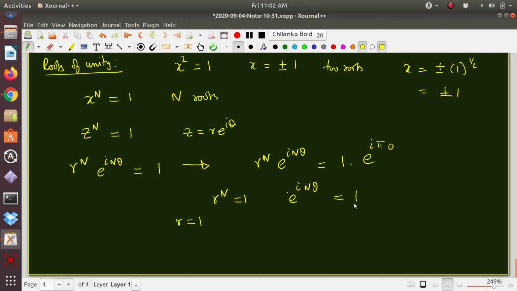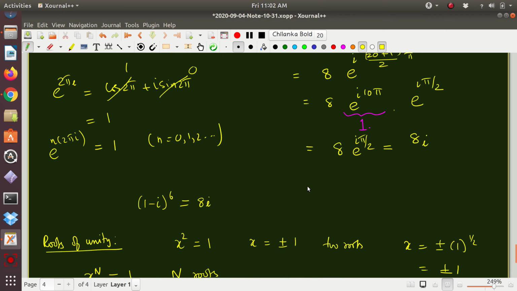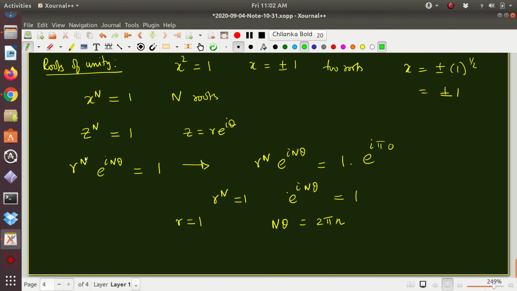And if e to the i n theta is 1, then n theta can be 2 pi n. I just told you here that e to the 2 pi i is unity, right? This is what we just saw here. In the same way, if we have e to the i capital N theta is unity, then capital N theta should be 2 pi n, where n is 0, 1, 2 and so on up to N minus 1.